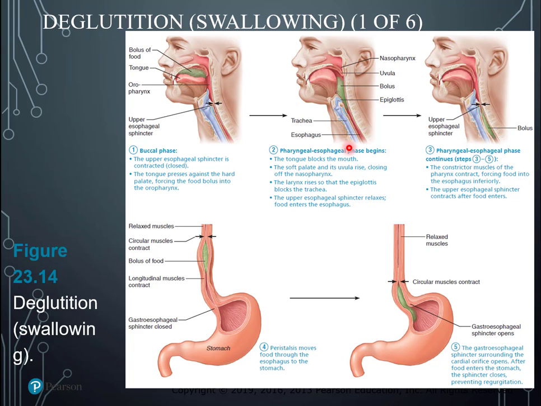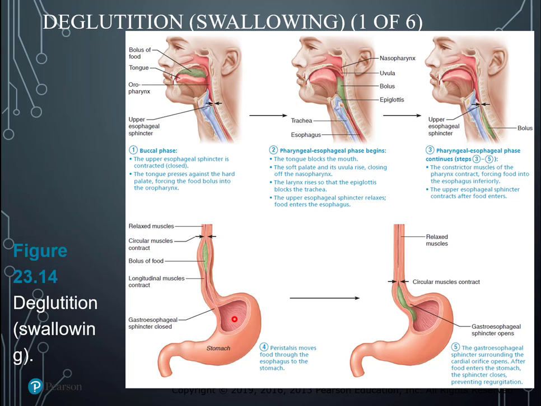So here the larynx rises so that the epiglottis can block the trachea, and then the upper esophageal sphincter relaxes and the food enters the esophagus. And finally, when the food is at the back, which is already the esophagus, in the pharyngeal-esophageal phase the constrictor muscle of the pharynx will contract, forcing the food into the esophagus inferiorly. The upper esophageal sphincter contracts after the food enters the esophagus. And right on this lower part here, the food is now in the esophagus.